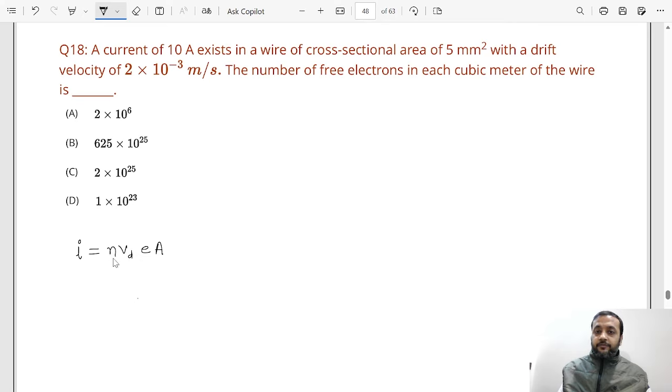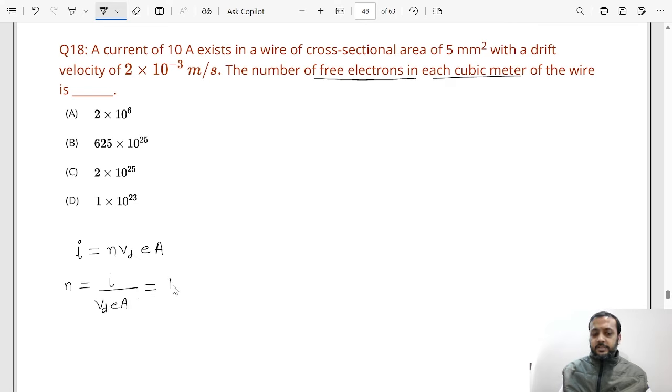Here n is the number of free charge particles, which effectively is the electron per meter cube, also called the charge carrier density. So effectively, what we have to find here is the number of electrons per meter cube. So simply n can be written as I upon e into Vd into A.